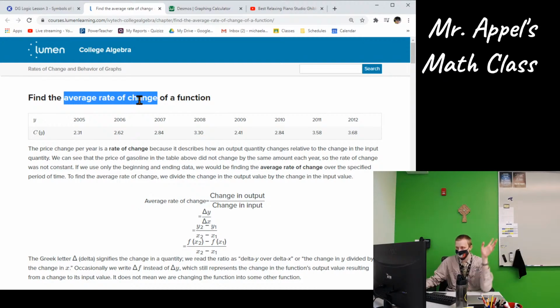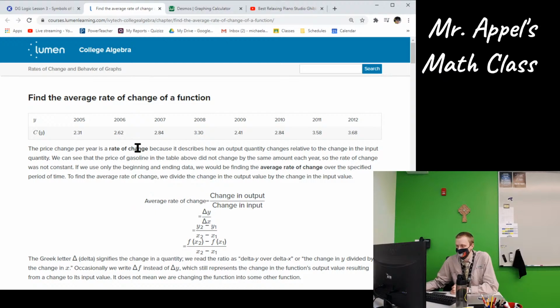So what are we dealing with here? Average rate of change. Okay, we got to talk about rate of change. So, spoiler alert, stuff changes, okay? Nothing ever stays the same. Look at this. We have a price listed. This is the cost of something. Did they tell me actually what it is? Gasoline. There we go. Price of gasoline here listed over the years.